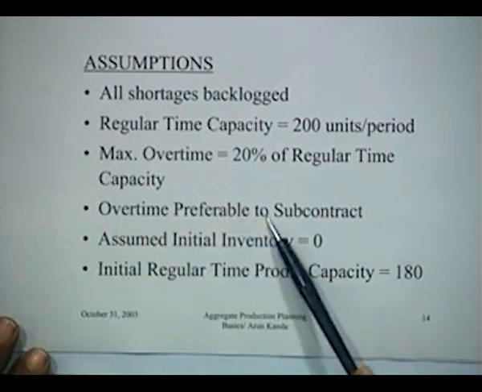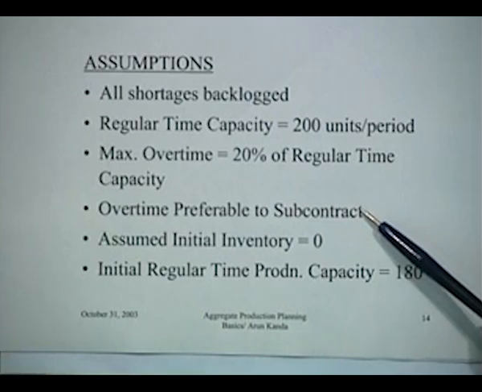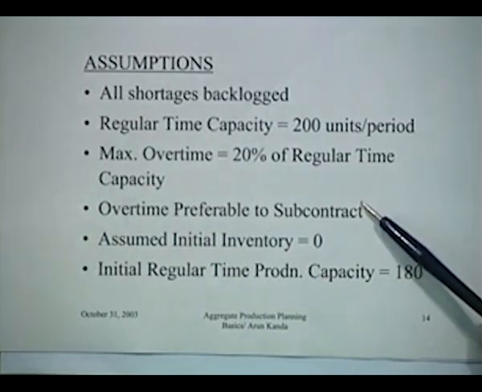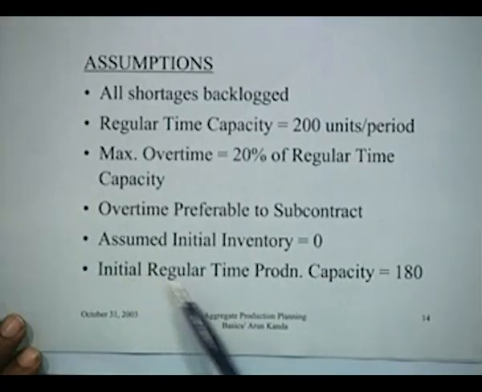Overtime is generally preferable to subcontracting. That was an assumption. Normally you would tend to produce something on regular time, followed by something on overtime, and if you cannot make it on overtime, then you will subcontract. That is the idea. So, the relative preference was regular time, overtime, and subcontracting. Assumed initial inventory was 0. The initial regular time production capacity was 180.